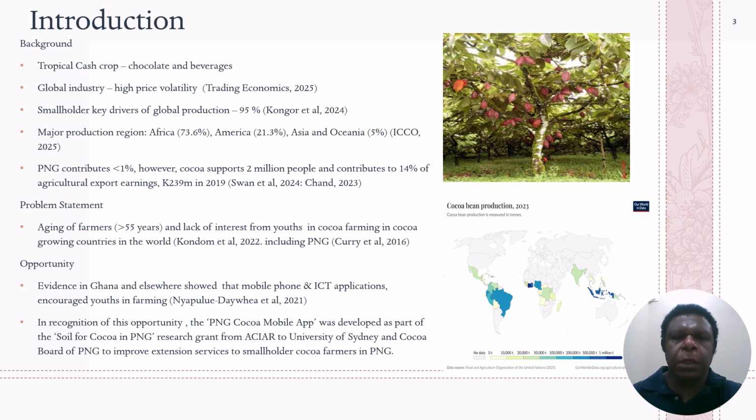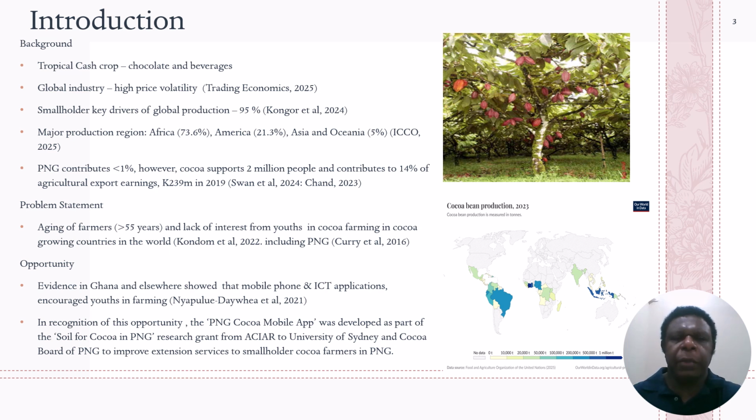So for background, cocoa is a tropical cash crop from which chocolate products like ice cream, milkshake and beverages are manufactured. It is a global industry, however, price is highly volatile due to fluctuations in global supply from the main producing region of Africa, mainly due to impacts of pests and diseases, climate change and external market factors.